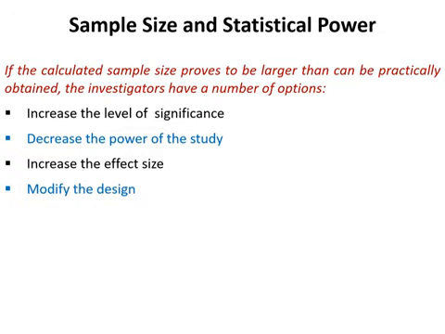Or you can modify your study design, for example, changing it from a clinical trial to a cohort study. This decreases the level of evidence, but you can get a sample that can be easily obtained. And if these four don't work, you can give up the study and search for another idea.